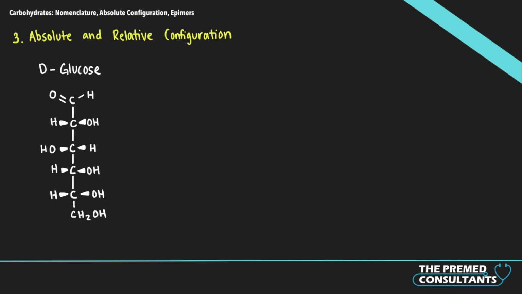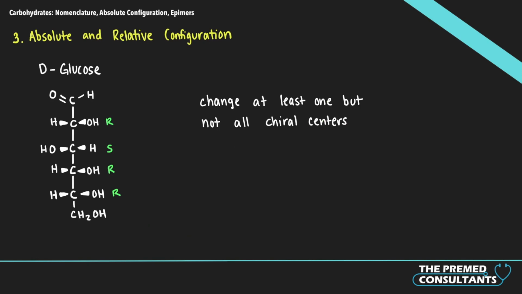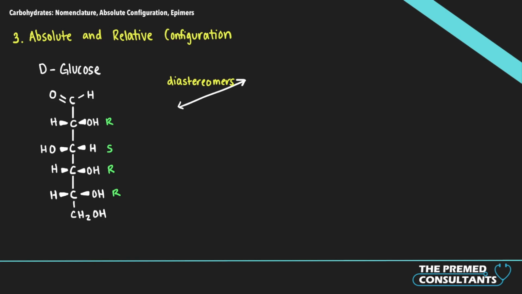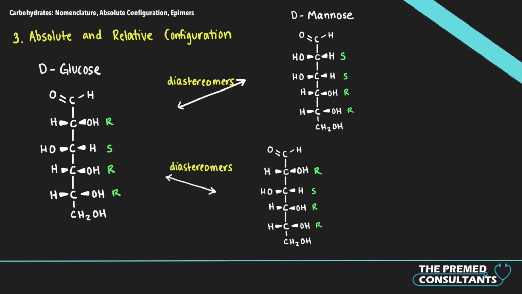Now that we've seen the absolute and relative configuration of glucose, what happens if we change some of these chiral centers? If we change all of the chiral centers in glucose, we get its enantiomer, which is L-glucose. If we change at least one, but not all chiral centers, we get diastereomers of glucose, which are completely different monosaccharides. For example, if we change the configuration of the second carbon in D-glucose, we get D-mannose. If instead we change the 4th carbon in D-glucose, we get D-galactose.